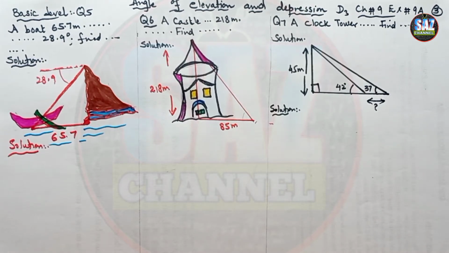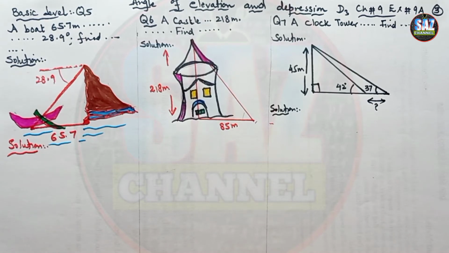I'm here with you with a brand new lesson of angle of elevation and depression, D3, chapter number 9, exercise 9A. This exercise is about the practical application of trigonometry, and we are going to learn how to apply the trigonometric ratios in real world problems.